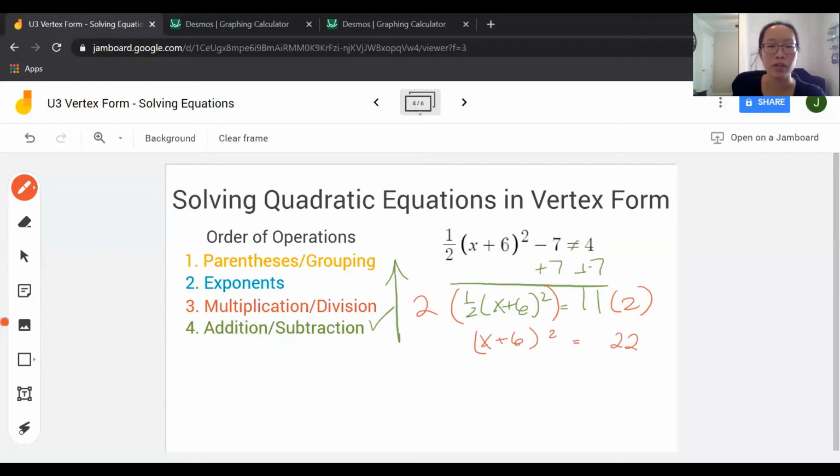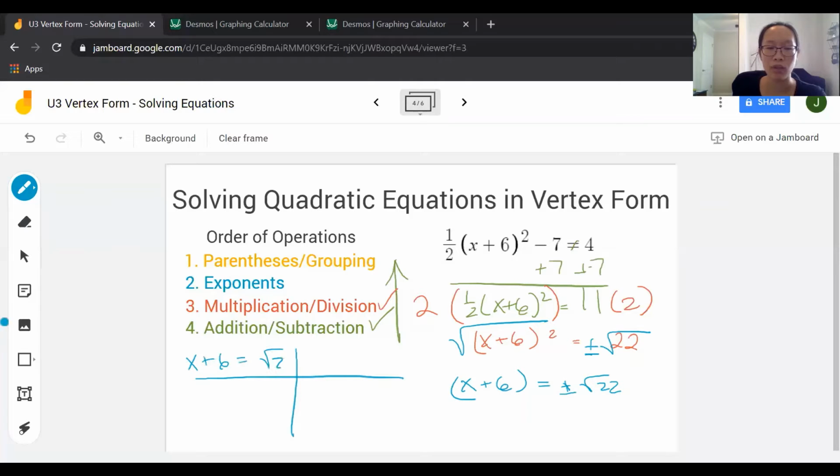I'm going to undo my exponent by taking a square root of both sides, remembering that I will need a plus or minus. That leaves me with x plus 6 is equal to plus or minus the square root of 22. From there, I open up a t-chart and I say x plus 6 is equal to the positive square root of 22, and x plus 6 is equal to the negative square root of 22.